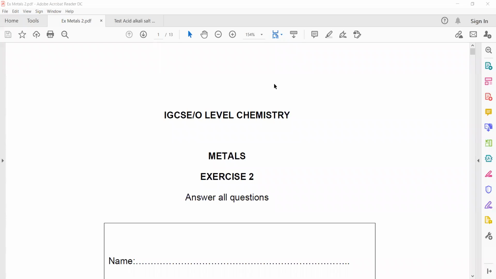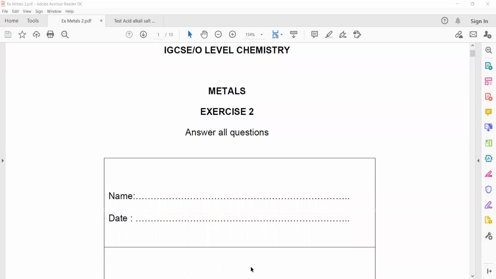This is exercise 2 of topic metals. Mention the question in which you have doubts, so I'll discuss that question. Question 2, part C.